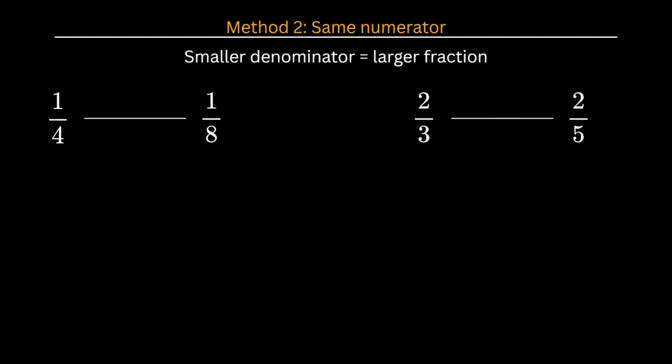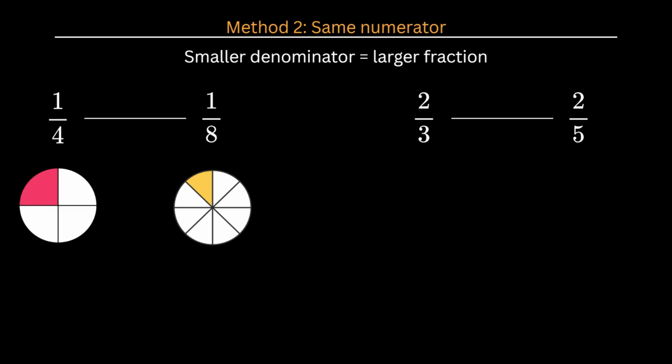Method 2 now is when you have the same numerator. Now, smaller denominator simply means larger fraction, but we'll break it down to see this visually. Now, for 1 over 4, you eat 1 slice, right? 1 over 8 is a whole divided into 8 equal parts and you eat 1, but look closely. You ate 1 slice. You also ate 1 slice, but take a closer look at that slice. That slice is actually bigger than the other slice. So that makes sense, right? That makes sense because 1 over 4 is greater than 1 over 8.